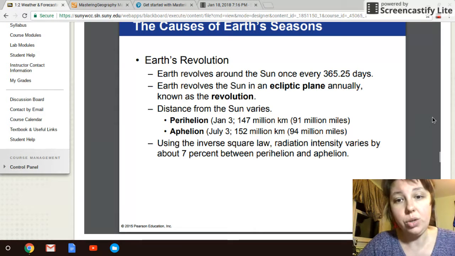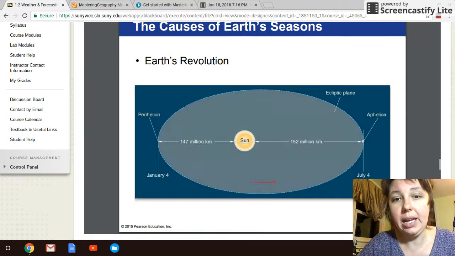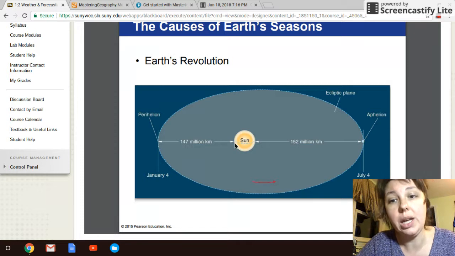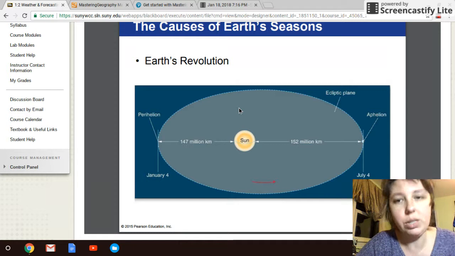Which brings us to the concept that in what we would consider our winter months, the Earth itself is actually closer to the Sun, whereas in what we would consider in the Northern Hemisphere our summer months, July 4th, we're actually further from the Sun. The other thing to make note of is that the Earth rotates around the Sun in an elliptical plane.